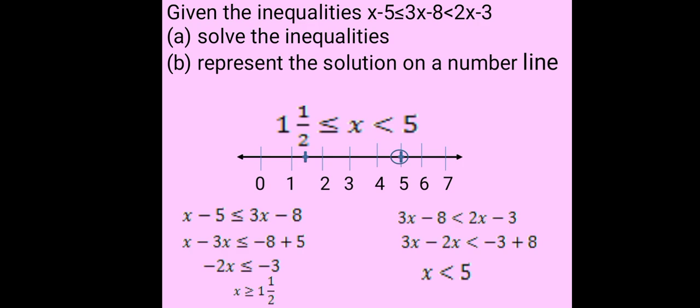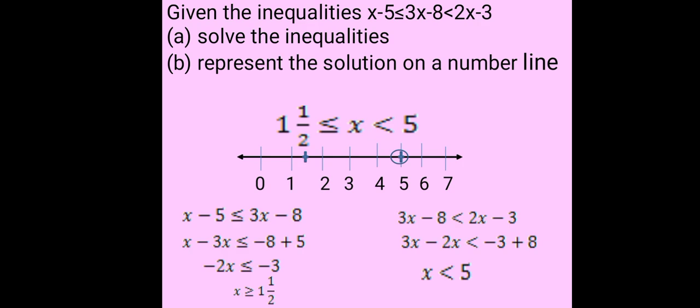Given the inequality, x minus 5 is less or equal to 3x minus 8, which is less than 2x minus 3. Solve the inequalities. Represent the solution on a number line. So we shall solve the inequalities.